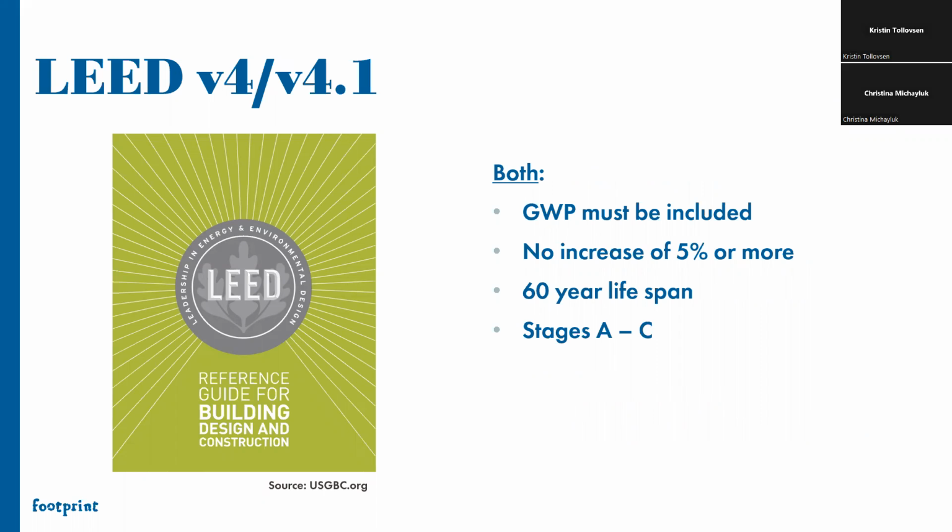So as I mentioned, they both have that global warming potential must be included, and that there's no increase of 5% or more. And we're also looking at this in terms of the different scopes. 60 years is the lifespan on this one. So when we're looking at this building, we're taking a look at the full 60-year lifespan. And the material replacement or refurbishment is going to have to be taken into account as well. So if you happen to have a product that had a 75-year lifespan, you wouldn't really get any benefit from it. But having a product with a 25-year lifespan would obviously be something that increases more and more.